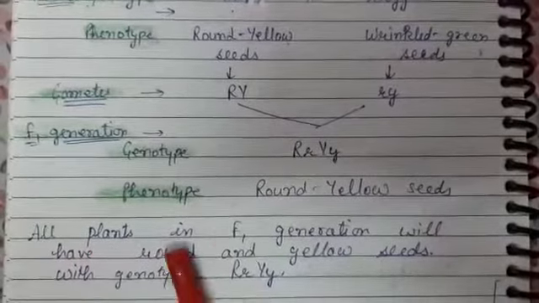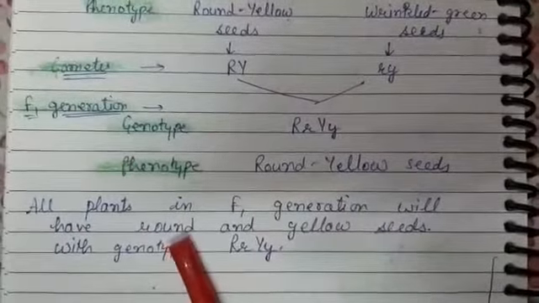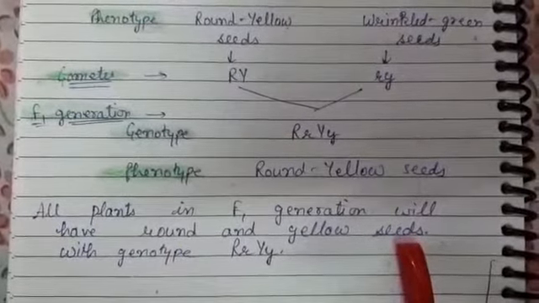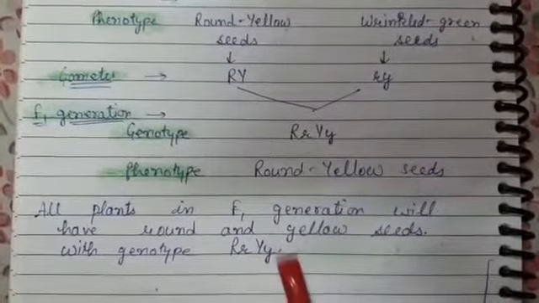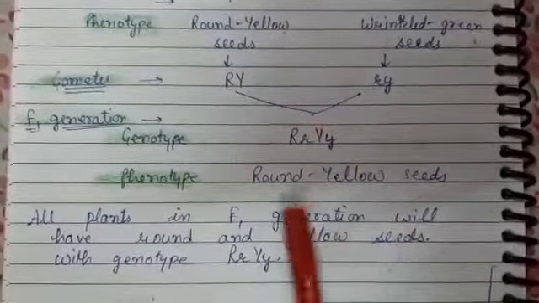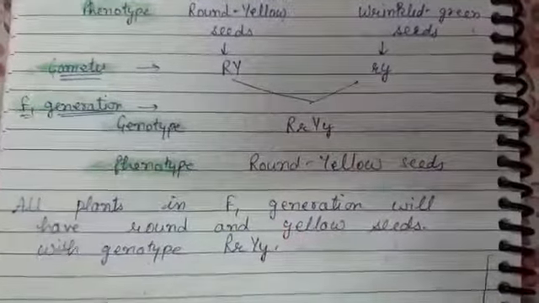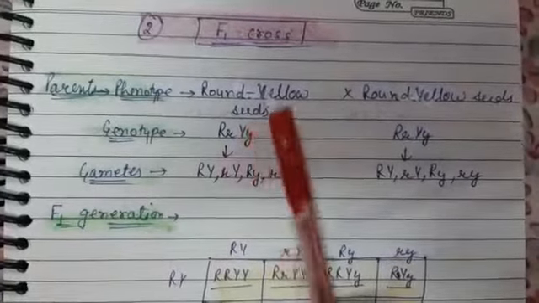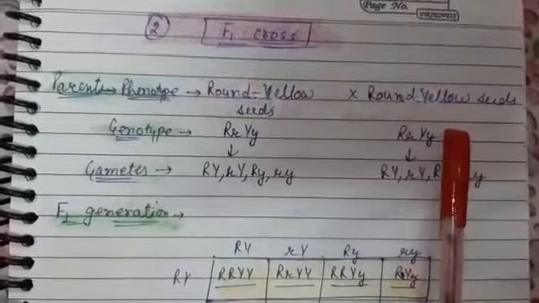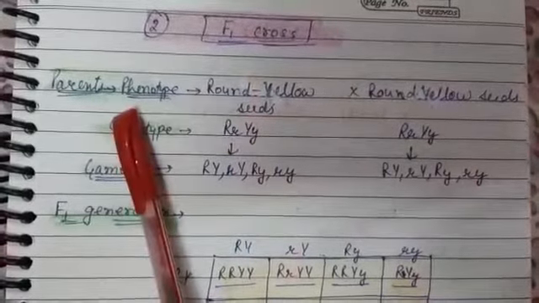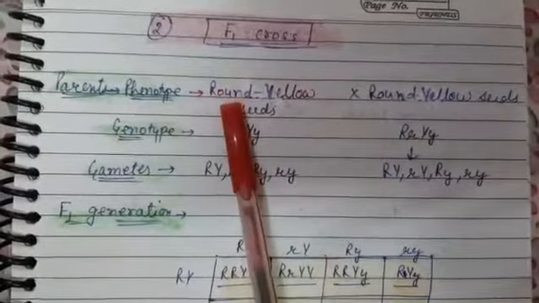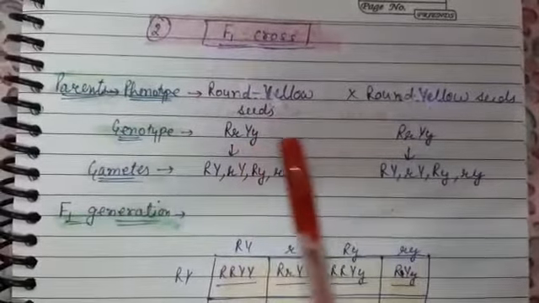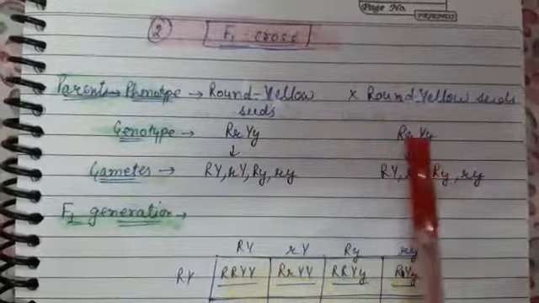Students, all the plants in the F1 generation were having round and yellow seeds, and their genotype was capital R, small r, capital Y, small y. This was the parental cross. And when Mendel did the F1 cross, that means when the F1 generation is self-pollinated, self-crossed, Mendel took plants having round and yellow seeds with genotype capital R, small r, capital Y, small y, and crossed them with each other.